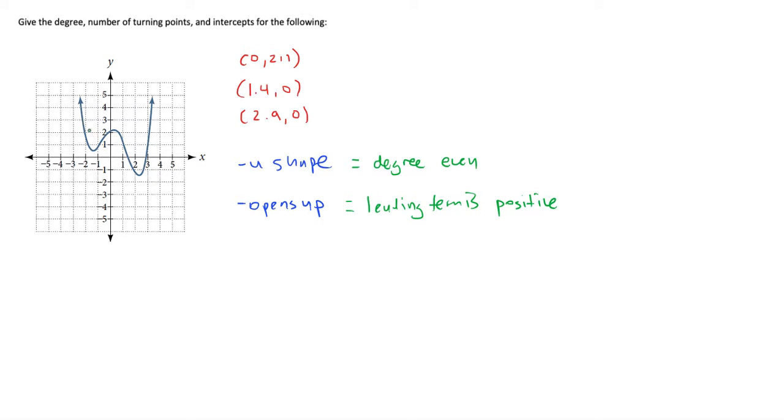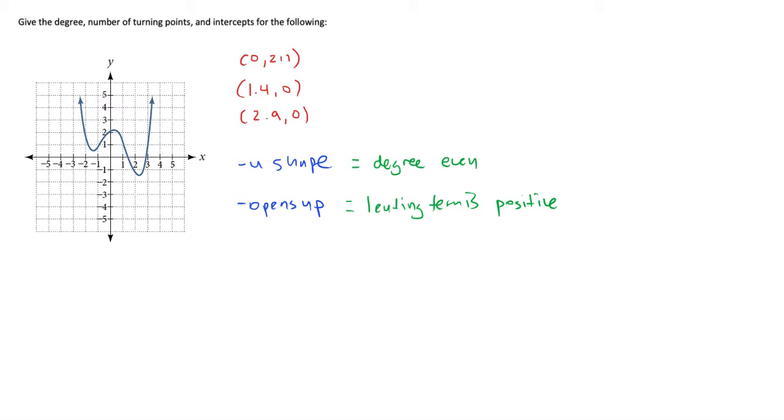That's what we determine just from the graph, right? Just by the end behavior, just the way that it looks. Now what are the turning points, right? The turning points are where a local max or min occurs, right? Or where it changes from increasing to decreasing, or vice versa, decreasing to increasing.